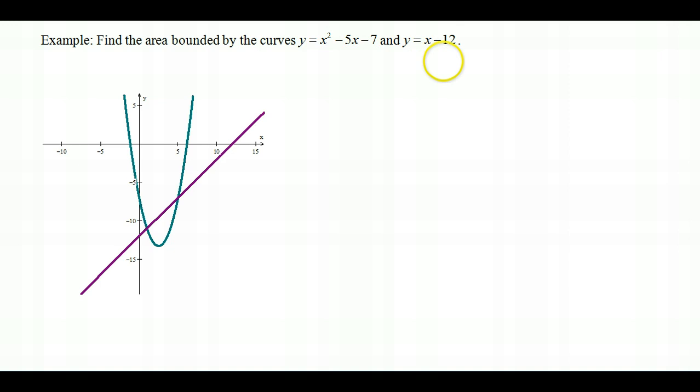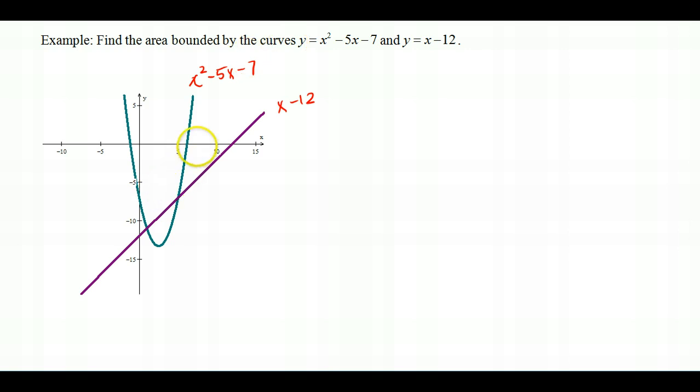So here we've been given our two functions. We've even been given the graph. So let's label which one's which. This aqua looking graph is the quadratic, so this one's going to be x squared minus 5x minus 7, and then the linear function must be x minus 12. So we've been given two functions, we've been given the graph, so we know which one's on top and which one's on the bottom, but we've been told to find the area bounded by the curves.